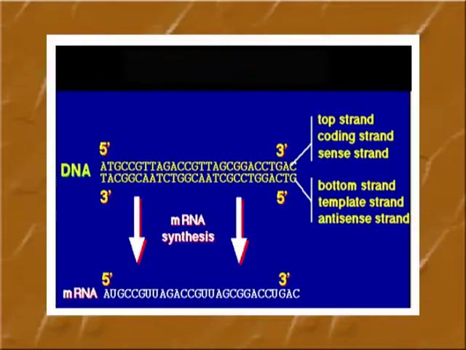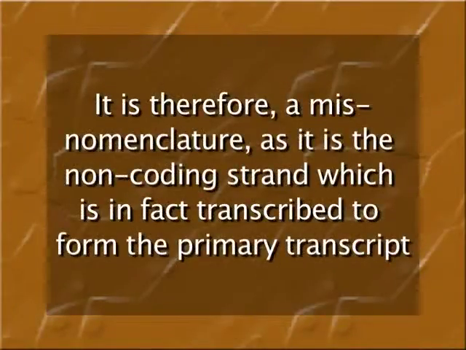The DNA strand which has a sequence homology with the RNA is known as the coding strand. The second strand, which is complementary to RNA and serves as the template for RNA synthesis, is known as the non-coding strand. It is therefore a misnomenclature, as it is the non-coding strand which is in fact transcribed to form the primary transcript. Here, we will discuss transcription in both prokaryotes as well as in eukaryotes.